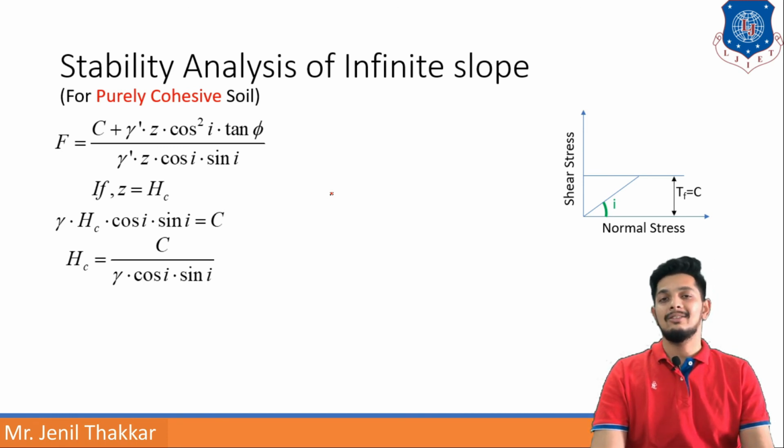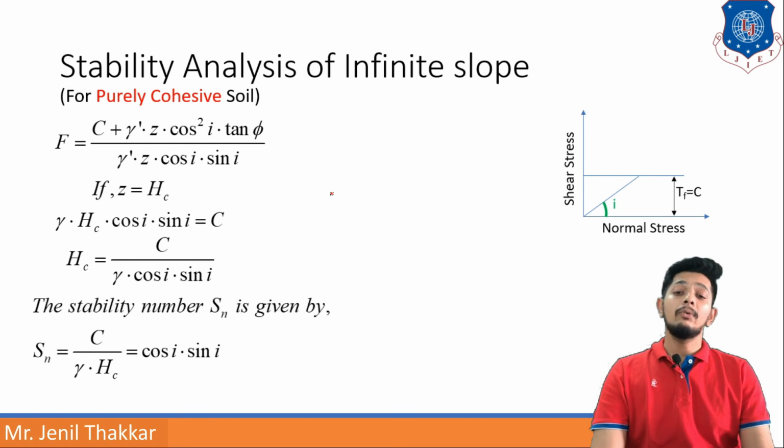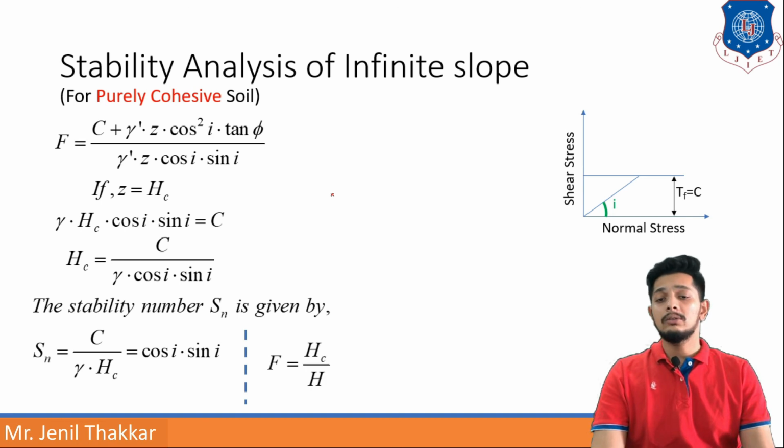So we defined Hc, the critical height. If we want to define the stability number Sn, Sn can be written as C upon gamma into Hc. We know that very well from the previous video. Here C upon gamma Hc can be written as cos I into sin I, putting the Hc value, that is a very simplified form. We can also say F is equal to Hc by h again. So that's it for this lecture. We will continue this chapter from the next video. Thank you.